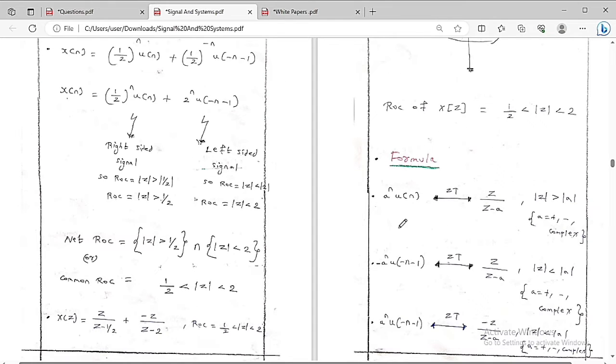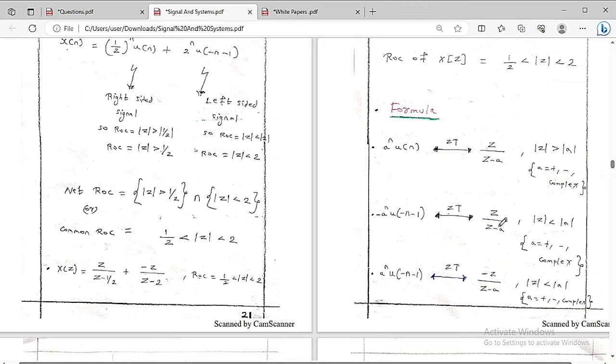I already told you that for a to the power of n into u of n, the z transform is z by z minus a, and it is a right-sided signal. So its ROC is mod z greater than mod a. A can be positive, negative, or complex. Similarly, minus a to the power of n into u of minus n minus 1 has z transform z by z minus a with ROC mod z less than mod a, because it is a left-sided signal, so the ROC is inward. A can be positive, negative, or complex.